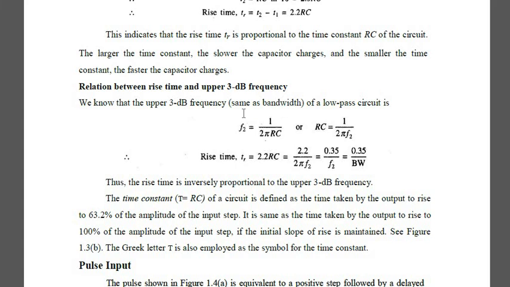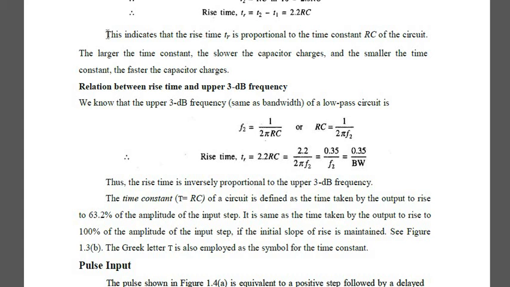Now just see, I have already told you directly that you will be having TR is equal to 0.35 divided by F2. What is F2? It is the upper 3 dB frequency. So we have to see the relationship between the rise time as well as your upper 3 dB frequency. We know that the upper 3 dB frequency is the same as the bandwidth of your low pass filter, because there is no lower cutoff frequency over there. Correct? We discussed this in the last lab when you saw the low pass circuit.